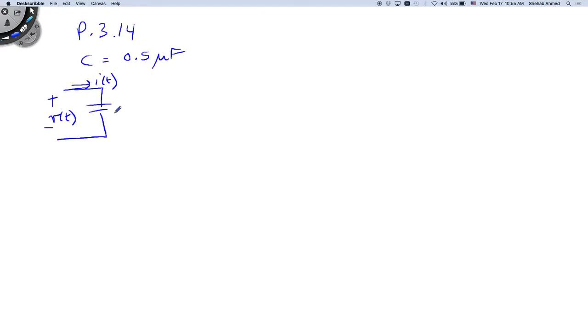Okay, we'll try to look at problem 3.14. The current through a 0.5 microfarad capacitor, C equals 0.5 microfarads, is shown in figure 3.14. So they have a capacitor here, and this is the voltage v of t, and this is the current i of t flowing into the capacitor, and the capacitor is 0.5 microfarads.